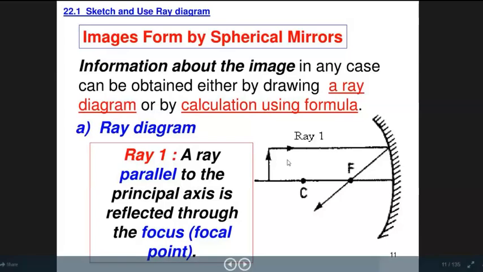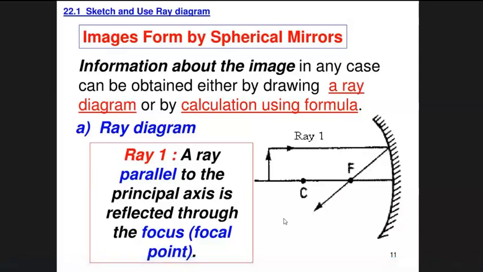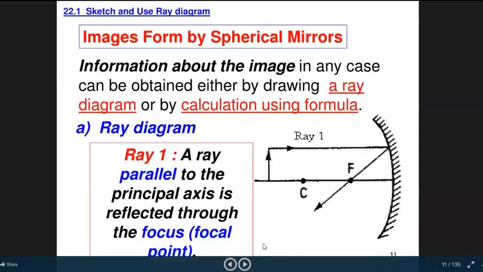You see here, this arrow is an object, and from the tip of the object, an incident ray parallel to the principal axis is incident on the mirror like this. Then after reflection, it must pass through a point on the principal axis called the focus, like this. So you must remember that any incident ray which is parallel to the principal axis must pass through the focus of the mirror after reflection. This is the first special ray.